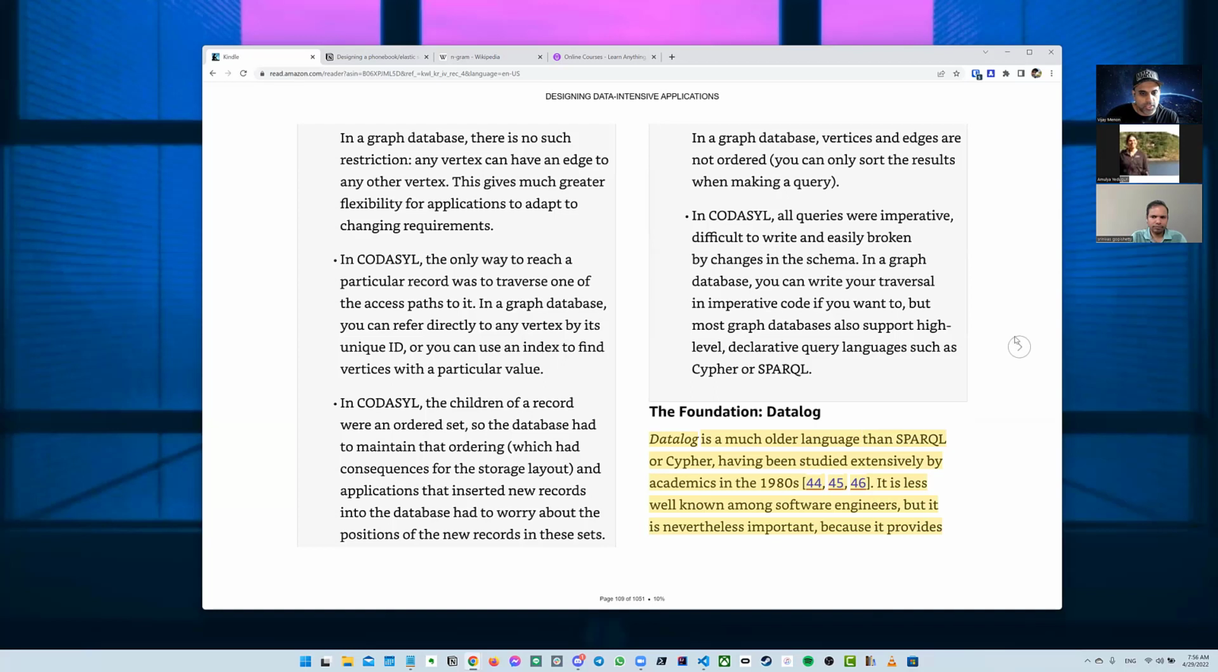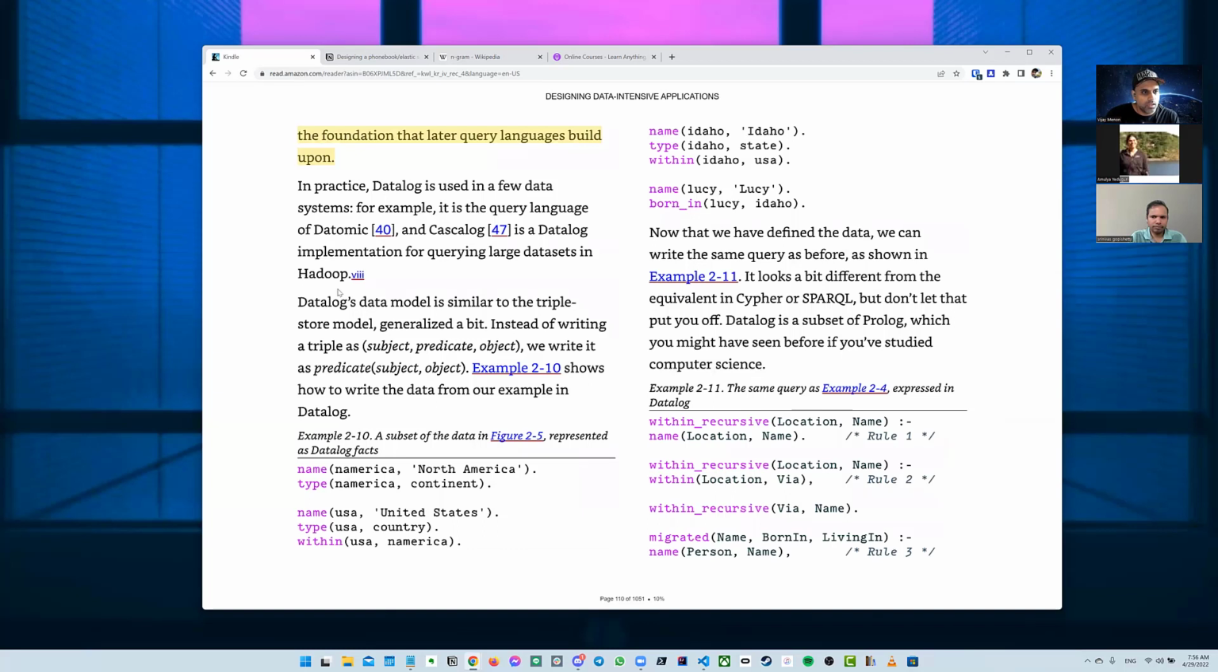Okay, the last part here is Datalog. Datalog is an older language than SPARQL or Cypher. It's from the 80s. Basically, Datalog is used for querying large data sets, for example in Datomic and Cascalog. It's similar to the triple store model that we just went over. Instead of writing a triple as subject, predicate, object, we write it as predicate, then subject, object. So this is something to highlight here.